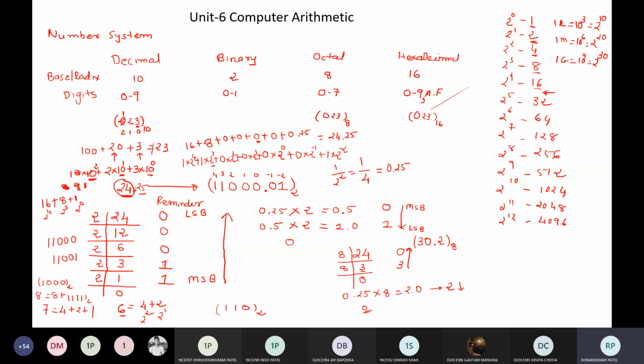Okay. Now next, suppose I have some octal number, 6 4 3 base 8.